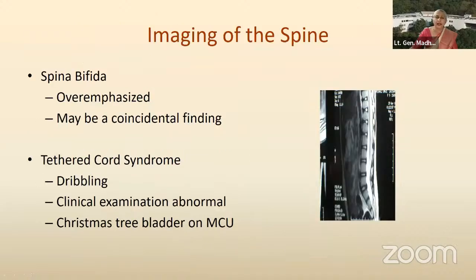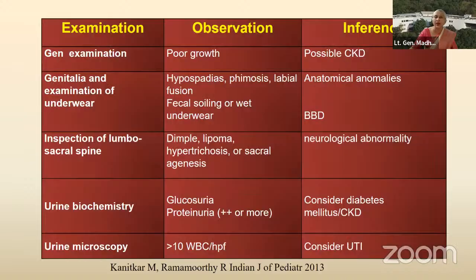Imaging of the spine is probably overemphasized; spina bifida may be a coincidental finding. However, if there is dribbling, continuous incontinence, the clinical examination is abnormal, or there's a Christmas tree bladder on the micturating cystourethrogram, which I'll show you, we may still go in for imaging of the spine. And in case there's a high index of suspicion or refractory dysfunction in voiding, we would have to rule out a tethered cord.